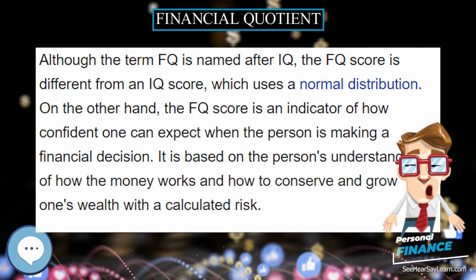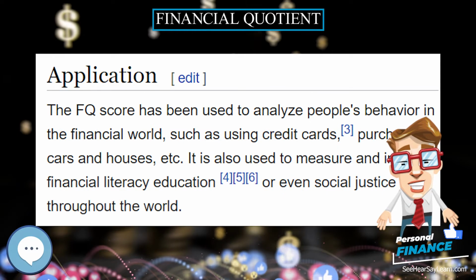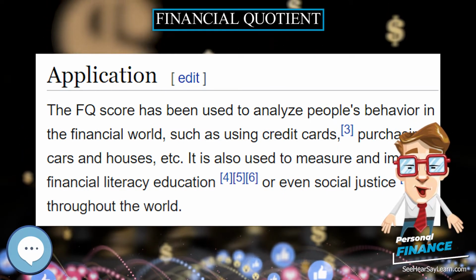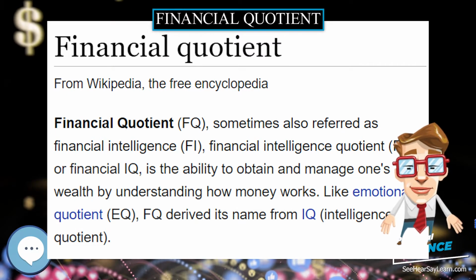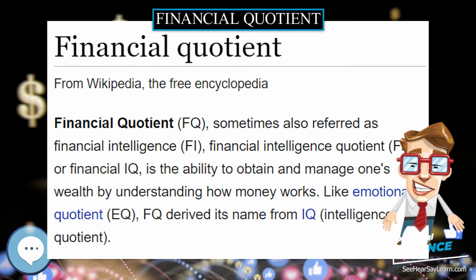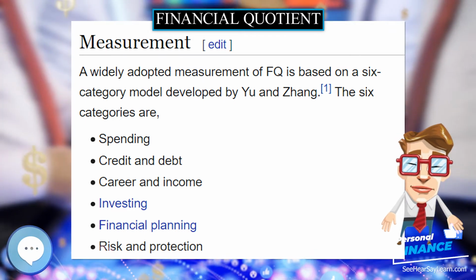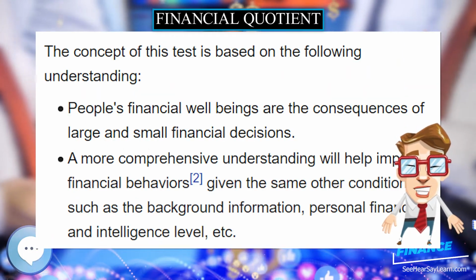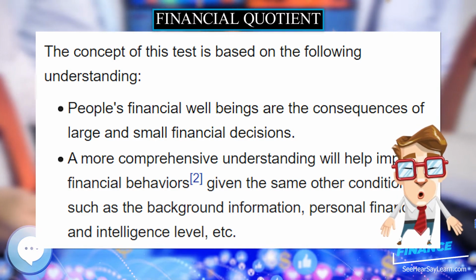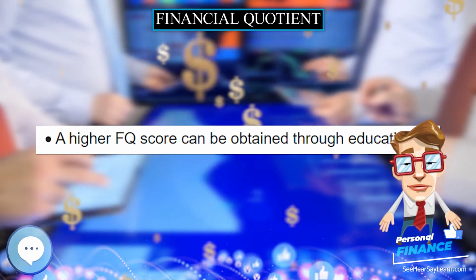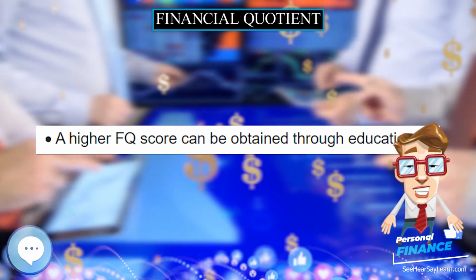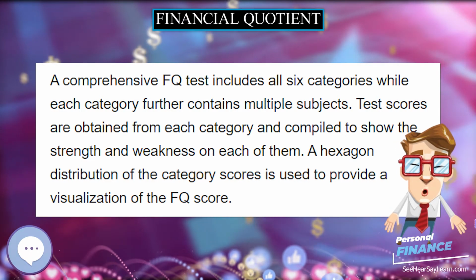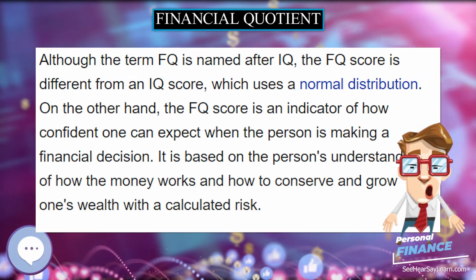Measurement. A widely adopted measurement of FQ is based on a 6-category model developed by Yu and Zhang. The 6 categories are. The concept of this test is based on the following understanding. A comprehensive FQ test includes all 6 categories, while each category further contains multiple subjects. Test scores are obtained from each category and compiled to show the strength and weakness on each of them. A hexagon distribution of the category scores is used to provide a visualization of the FQ score.